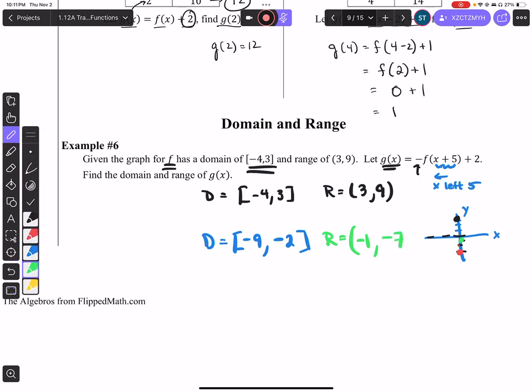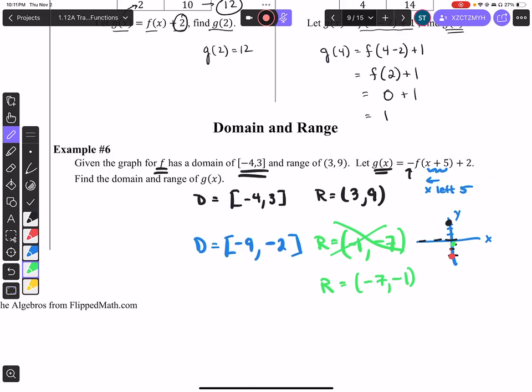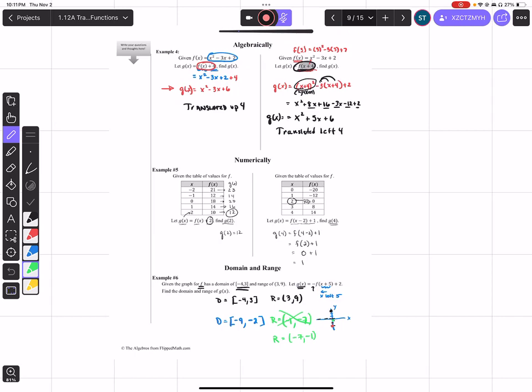And now you can see I actually have to flip my range values around. Range on the bottom end of this graph is now going to go from -7 on the high end to -1. So we're going to have to cross this guy out to make sure we write him in proper interval notation. And that is it.